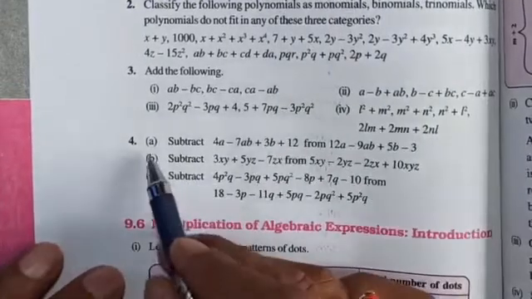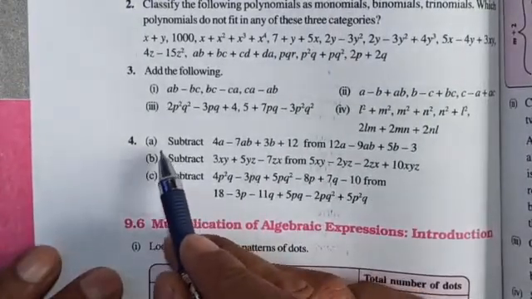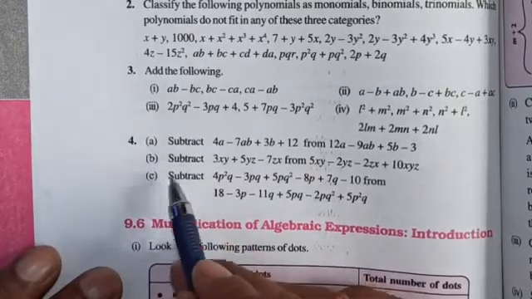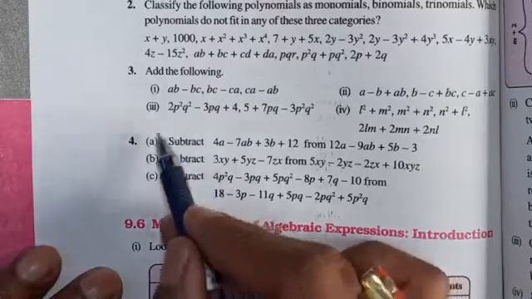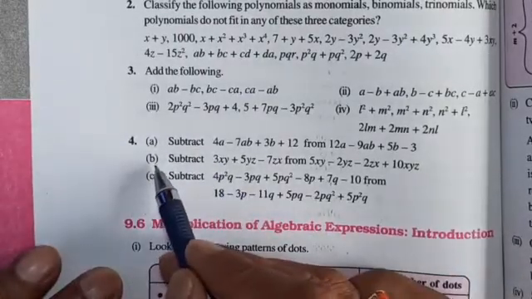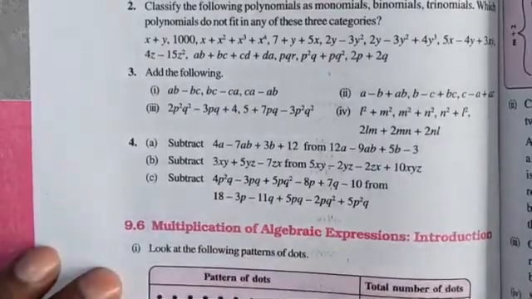Question number 4. A, B, C are there. A also subtract, B also subtract, C also subtract. So these 3 questions are the same. From these 3 questions, let me select B and let's try this B.